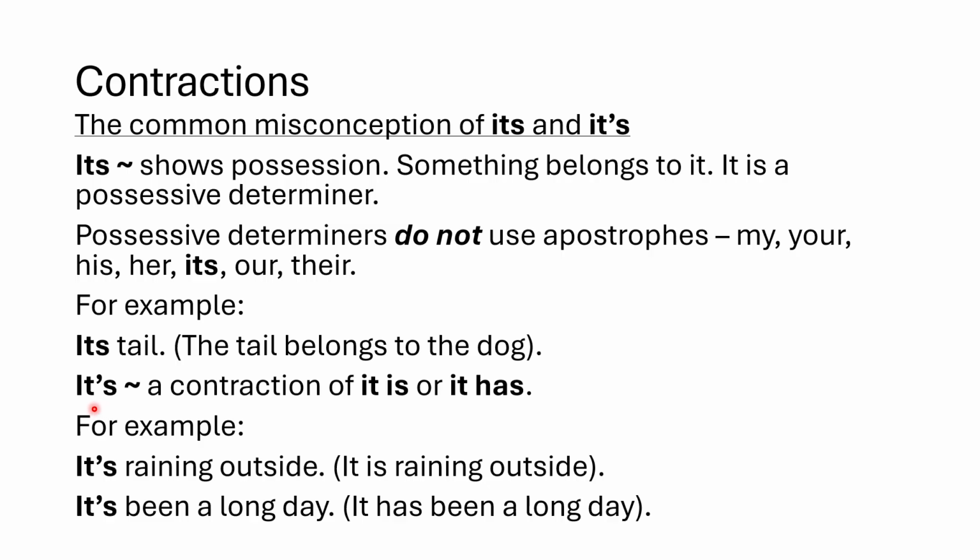It's, it apostrophe s, is a contraction of it is or it has. For example, it's raining outside. In its full form, it is raining outside. It's been a long day. In its full form, it has been a long day.